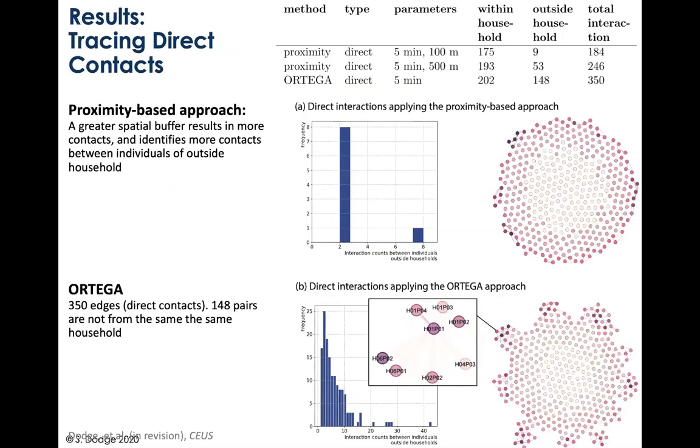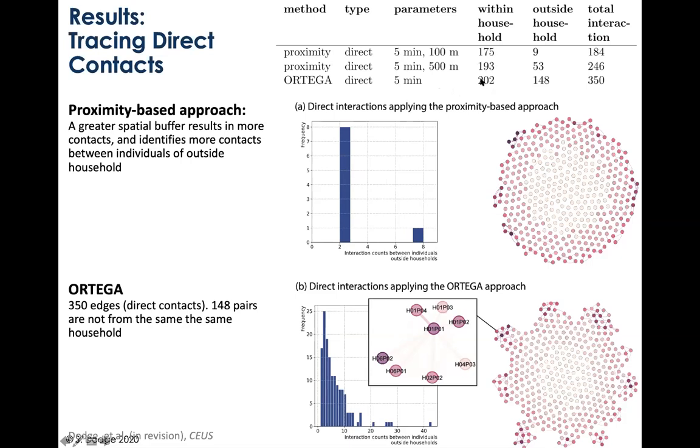So we applied the algorithm on all 402 individuals that we have. The top shows the result of the proximity-based approach, and the bottom part shows the results of Ortega. For the proximity-based approach, we experimented with 100-meter and 500-meter buffers. As you can see, as the buffer increases, you can identify more interaction. And then Ortega basically doesn't require that buffer.